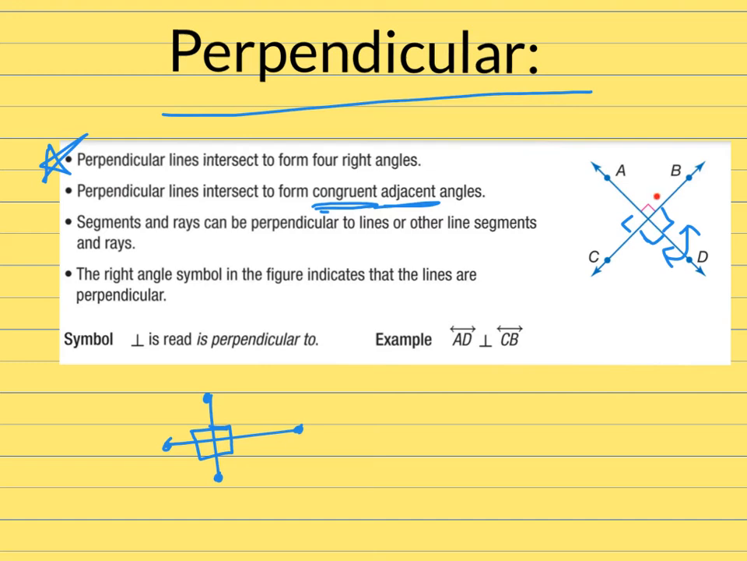The right angle symbol in the figure indicates that the lines are perpendicular. So the symbol, the upside down T here in red, is perpendicular to. So for example, we have line AD is perpendicular to line CB. So keep these symbols handy because it keeps us from having to write the word perpendicular over and over.